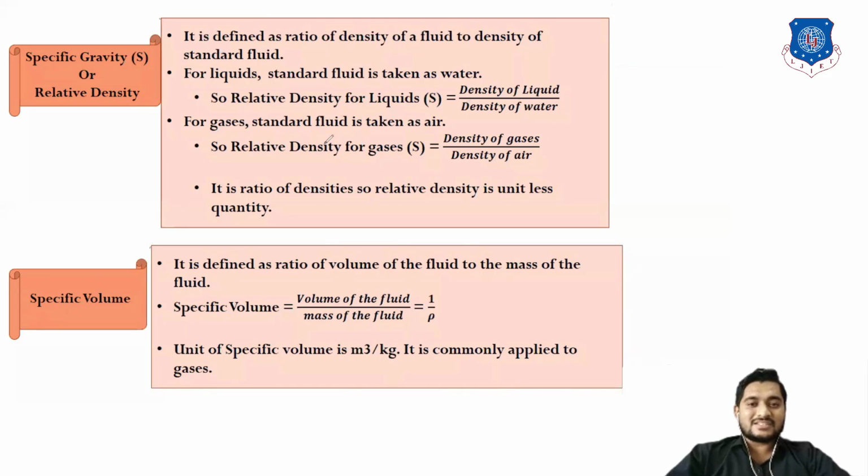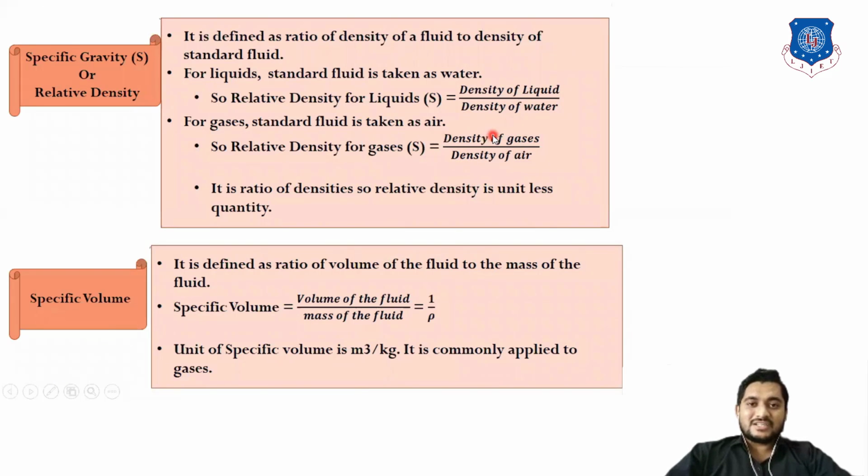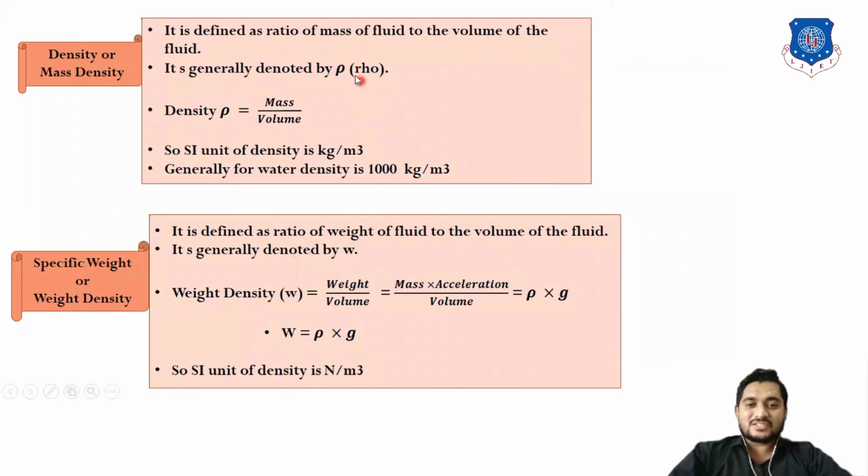Right? And for gases, relative density will be density of gases divided by density of air. Here it is basically the ratio of two densities, so it is a unitless parameter. Next one is specific volume. It is applicable only to compressible gases. So specific volume means 1 by density, that means 1 by rho. Its SI unit is meter cube per kg. Clear? So these are the four basic definitions of fluid mechanics.